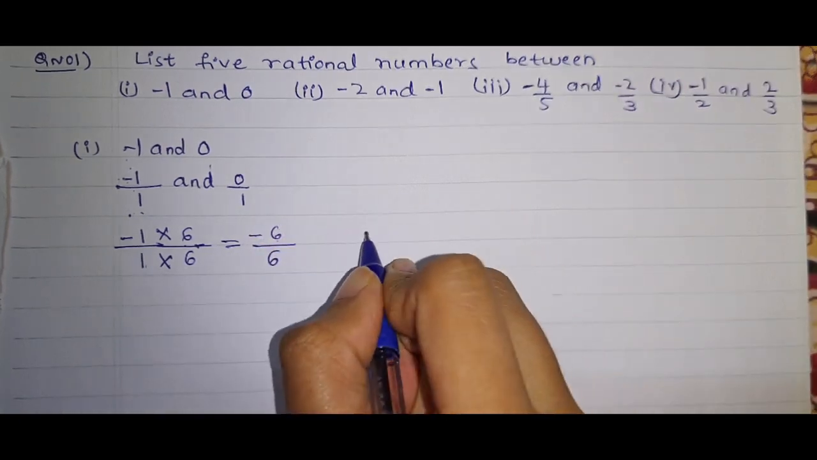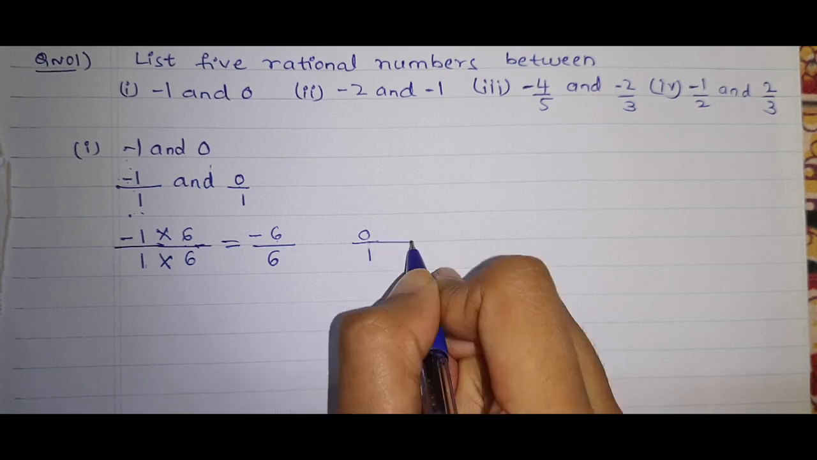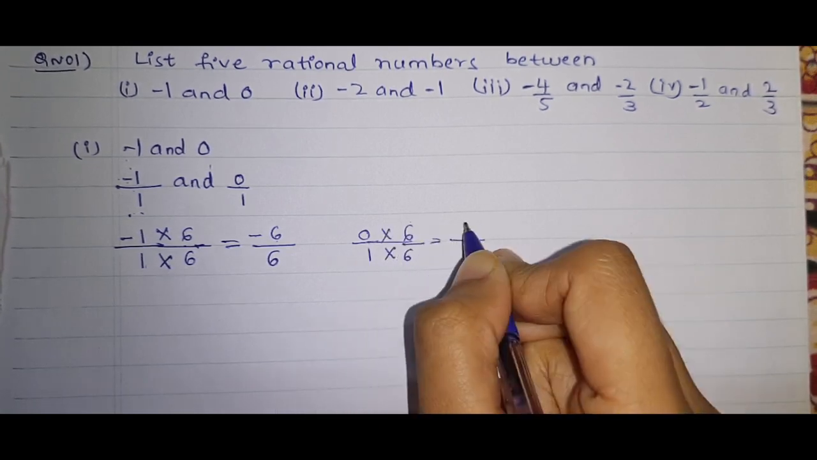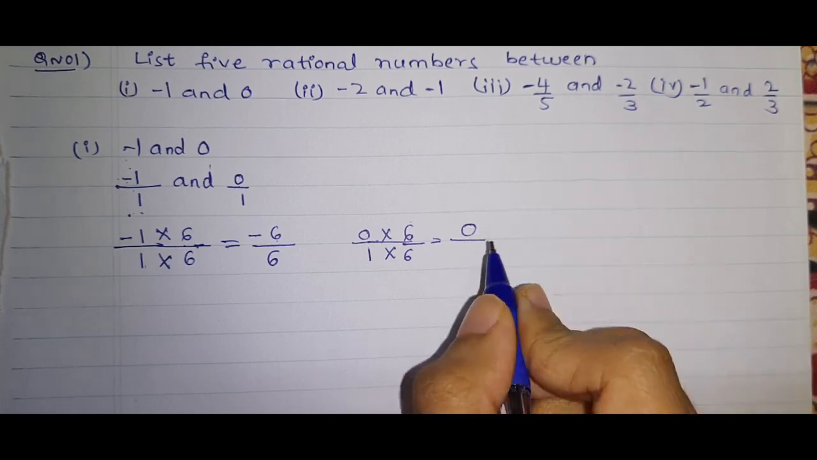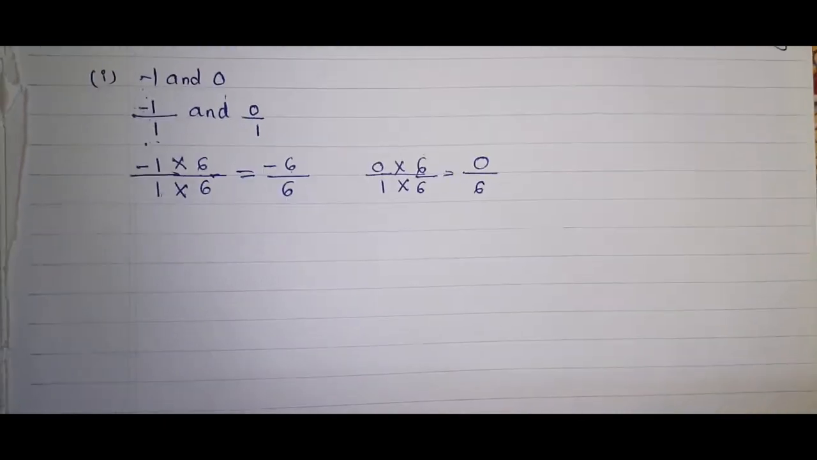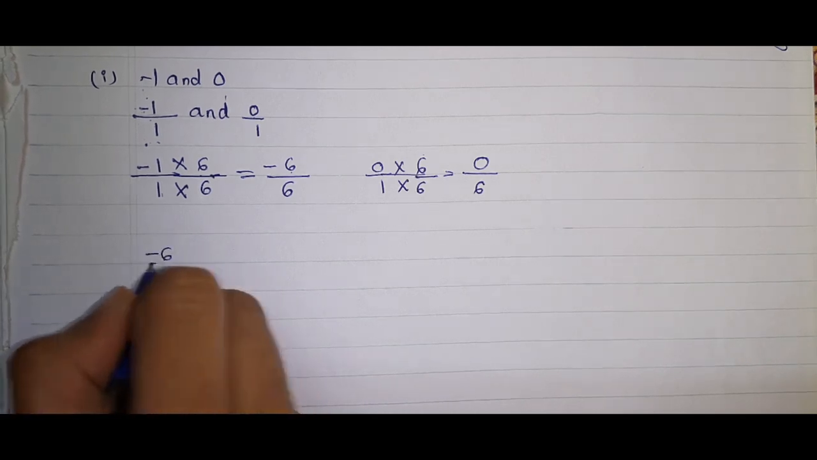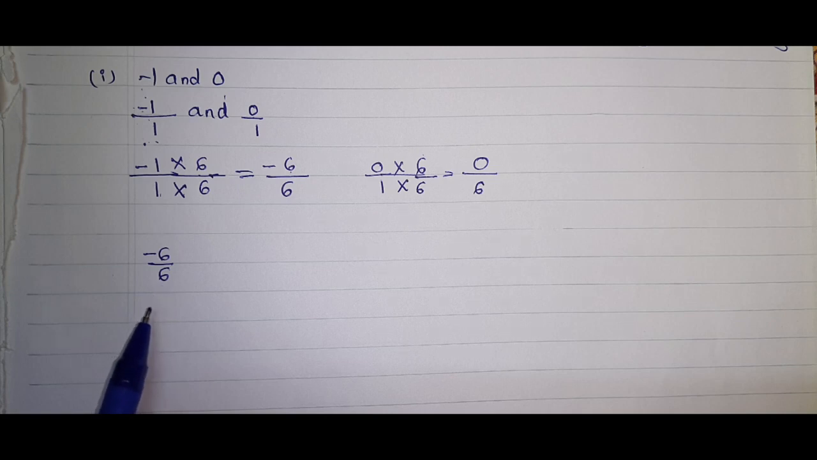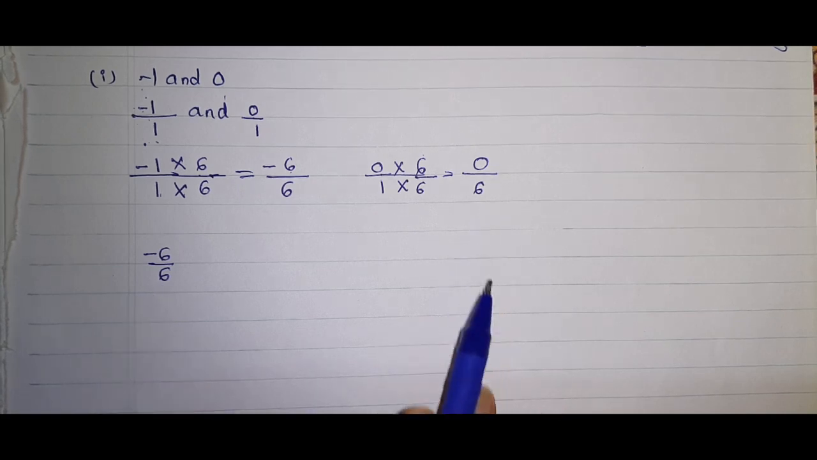Now, 0 divided by 1: multiply the numerator as well as the denominator with 6, so that I get 6 into 0 is 0, 1 into 6 is 6. Now, let us list out the numbers which are greater than minus 6 divided by 6 and lesser than 0 divided by 6.